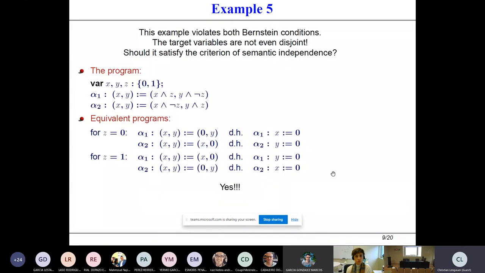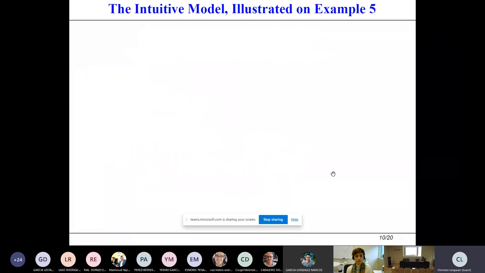And that's the most complex situation that I will do to you. And now I did what I just wanted to do a minute before, namely I'll show you the semantic model of this pair of programs.